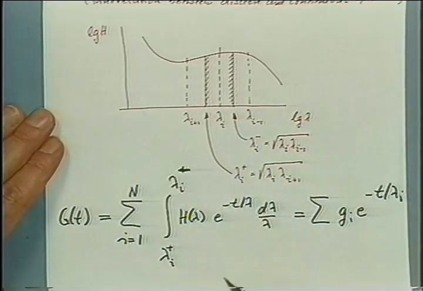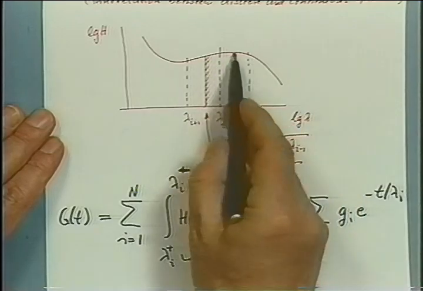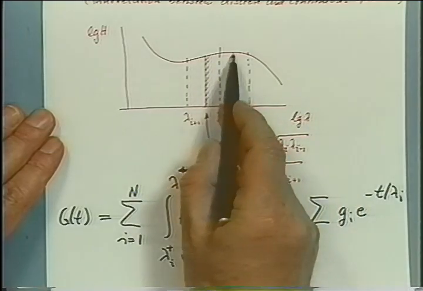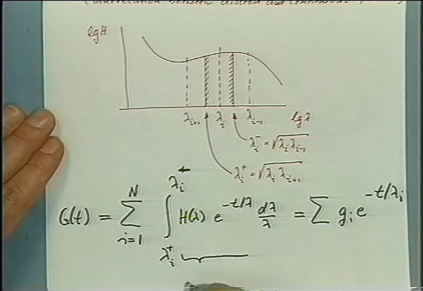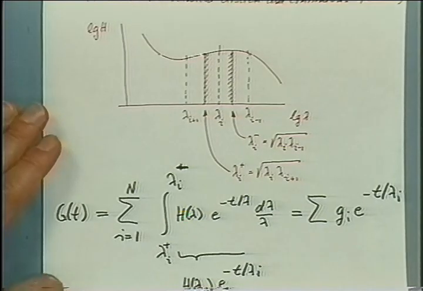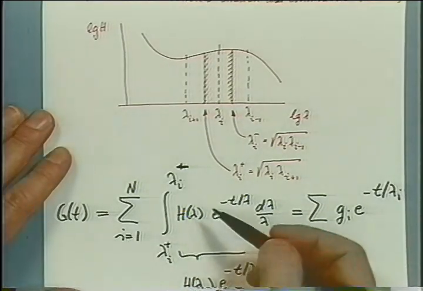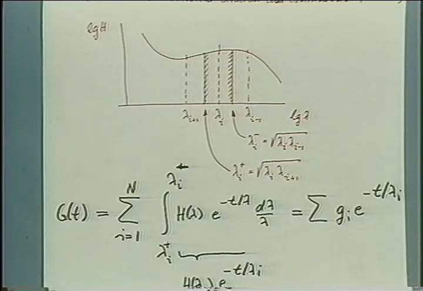And if this is very small, we can say that h of lambda is not changing very much in this short time interval. And also e to the minus t over lambda is also not changing very much. And we could just say this is h of lambda I times e to the minus t over lambda I. Right? And we can put this outside the integral, since that would be constant.